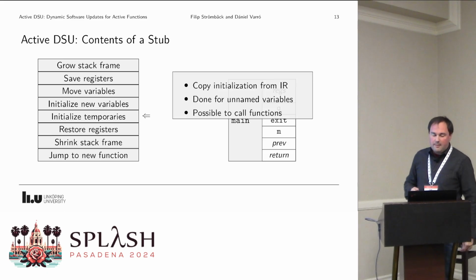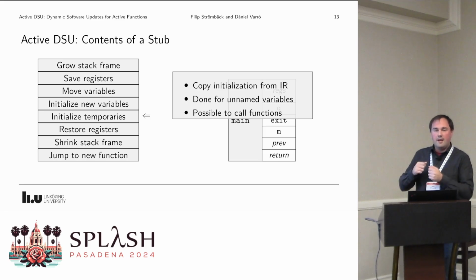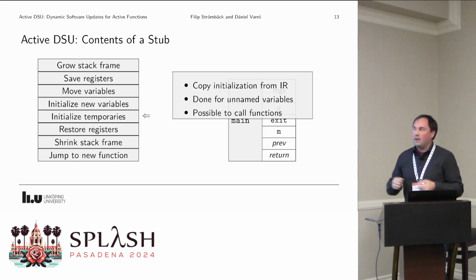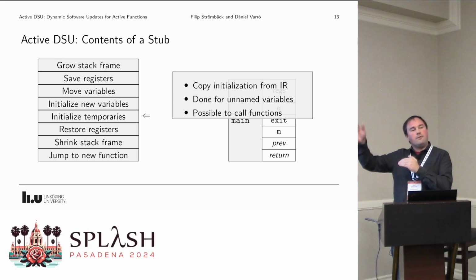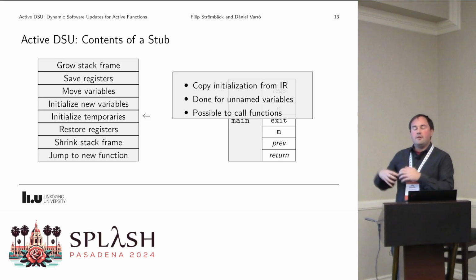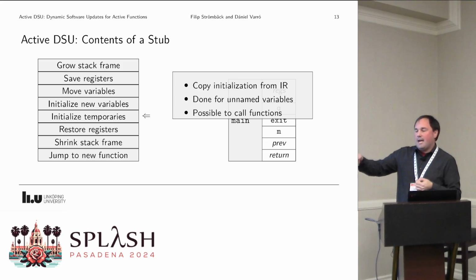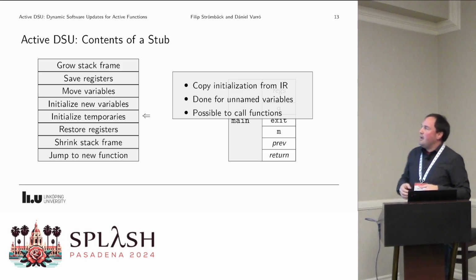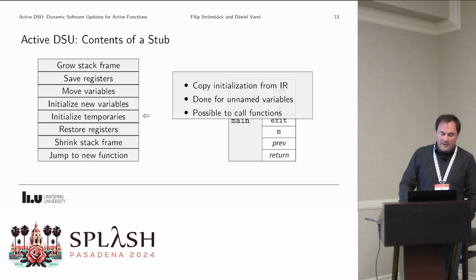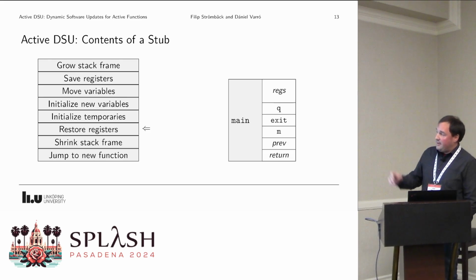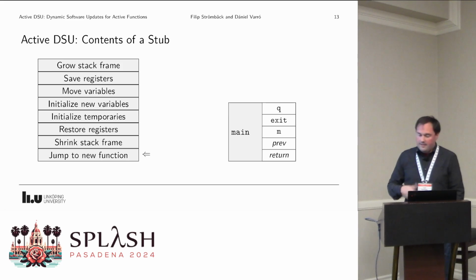I can initialize temporary variables, because in some cases, when you're in the middle of an expression, you have temporaries that are pointers to a variable or something. And what I do in this particular implementation is that I actually copy initialization code from the new function until I reach named variables, and that gets the address of a variable passed to the function to work. This is not perfect. There are cases I know it will fail. And then when I've done that, I can just restore the registers, shrink the stack frame back to the new size, and then I can just jump to it.